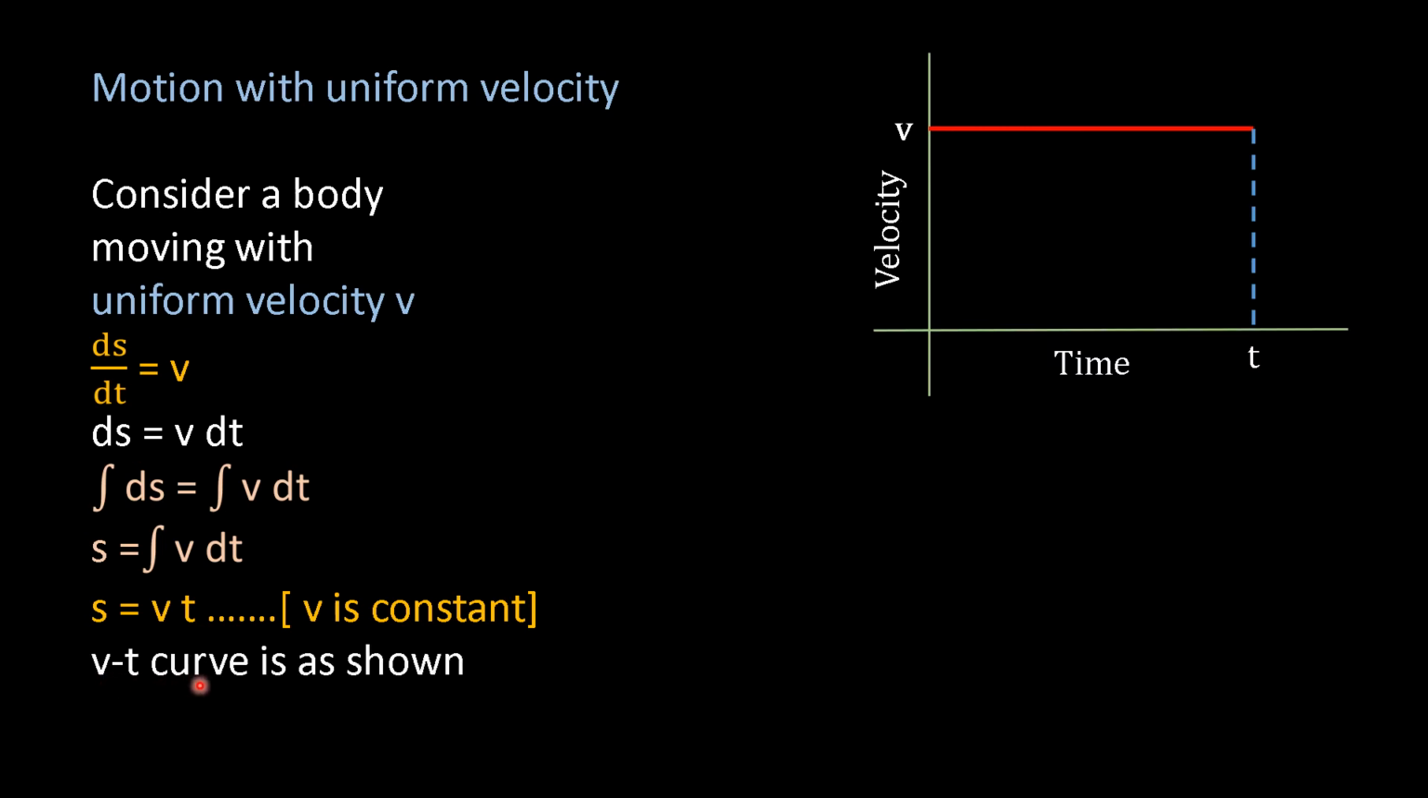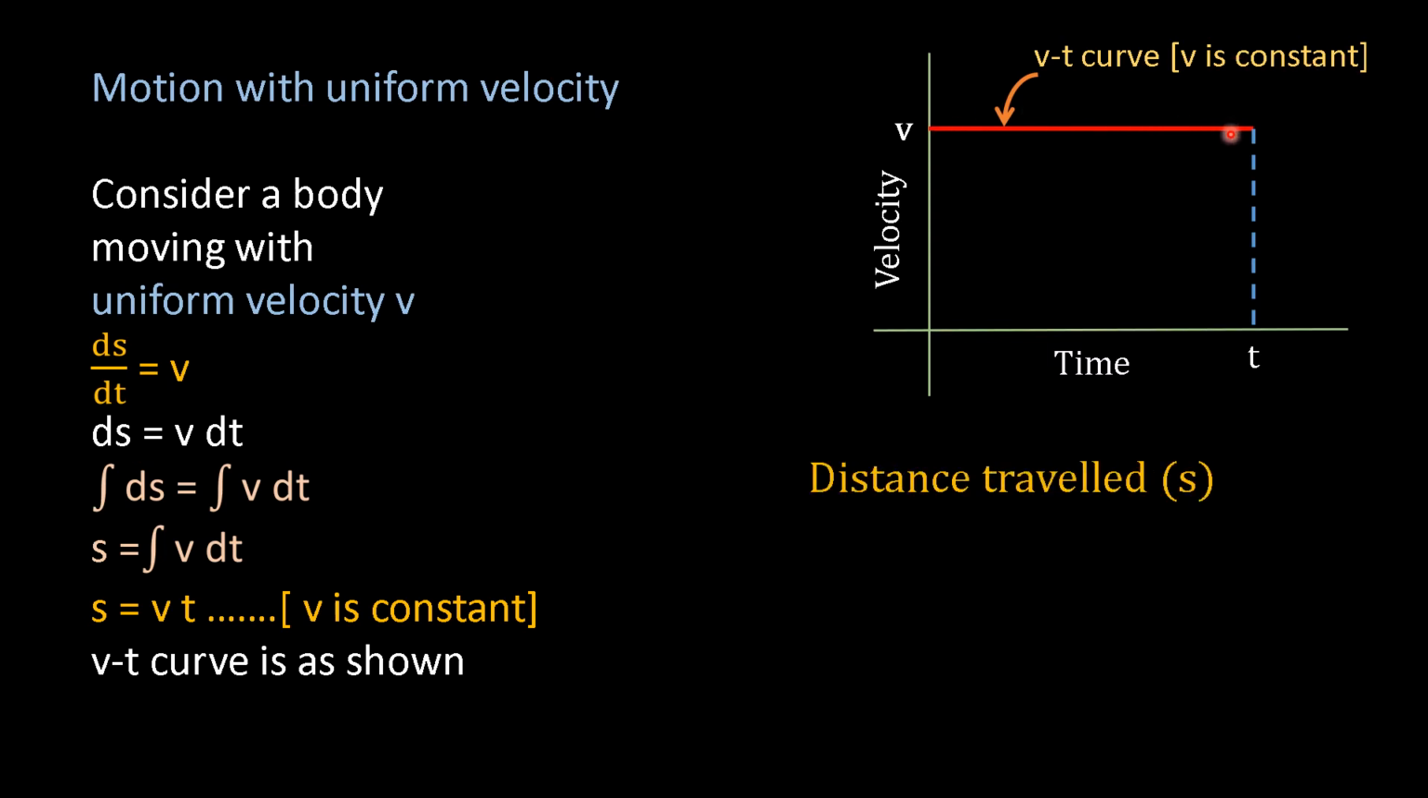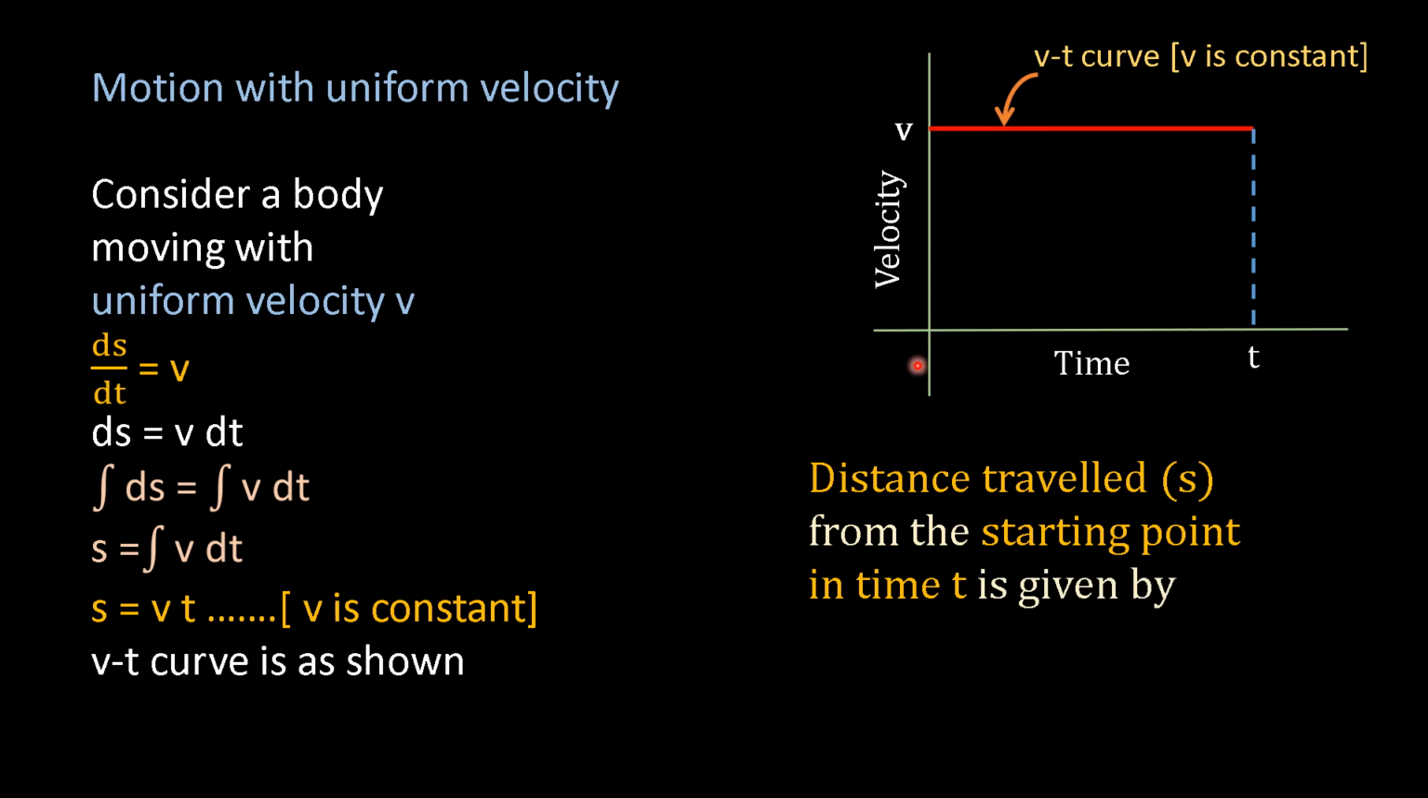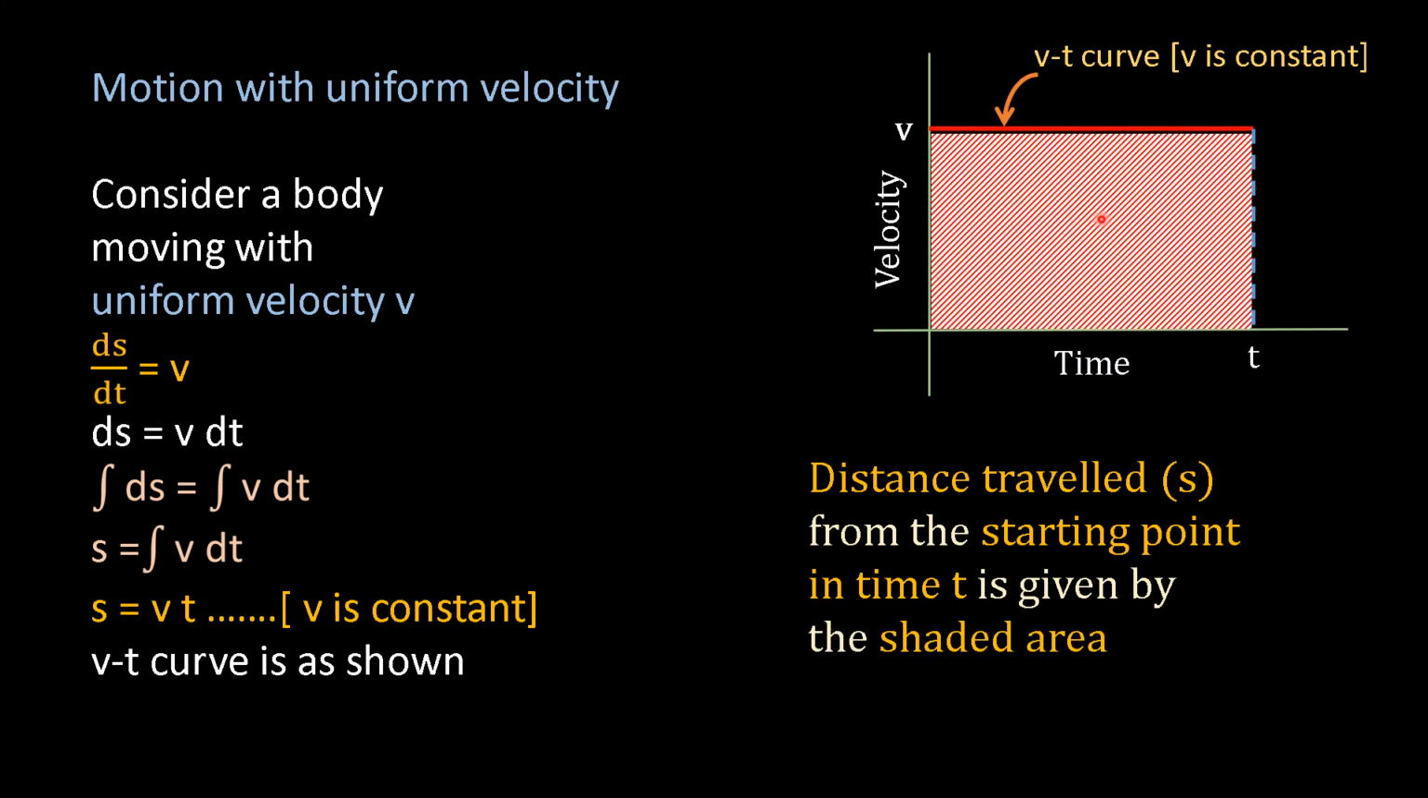This vt curve is shown in the figure. So this is the vt curve because v is constant. Distance traveled, which is s, from the starting point, which is the origin, in time t, from origin to time t, is given by the shaded area, which is this, and this shaded area happens to be a rectangle.